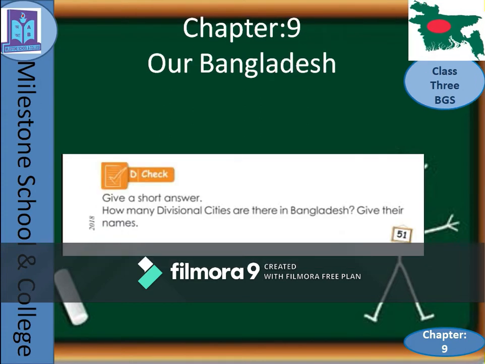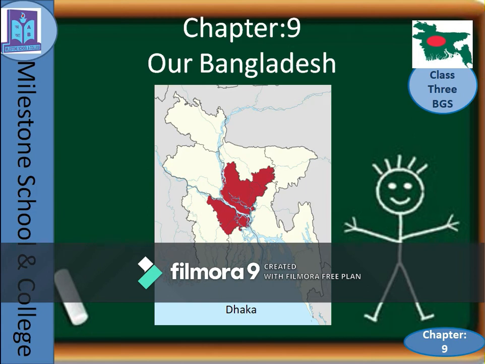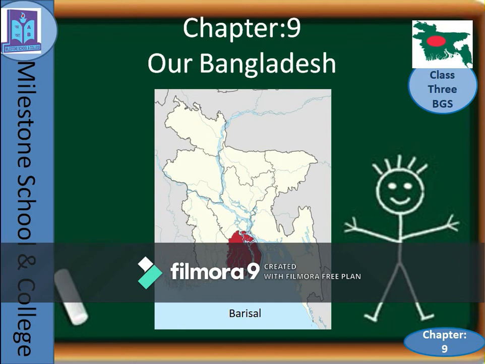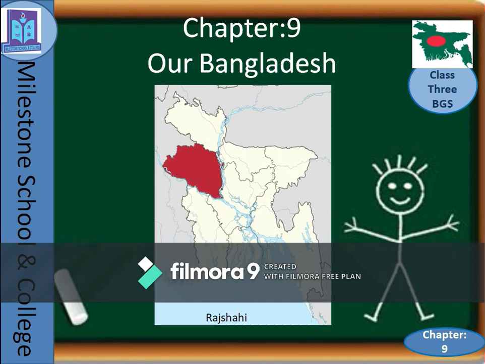Okay, now D. Give a short answer. How many divisional cities are there in Bangladesh? Give their names. Okay, let's see. Dhaka, Chattogram, Borishal, Khulna, Rajshahi, Rangpur, Mymensingh, Sylhet. Here are our 8 divisions. Here are our 8 divisional cities.